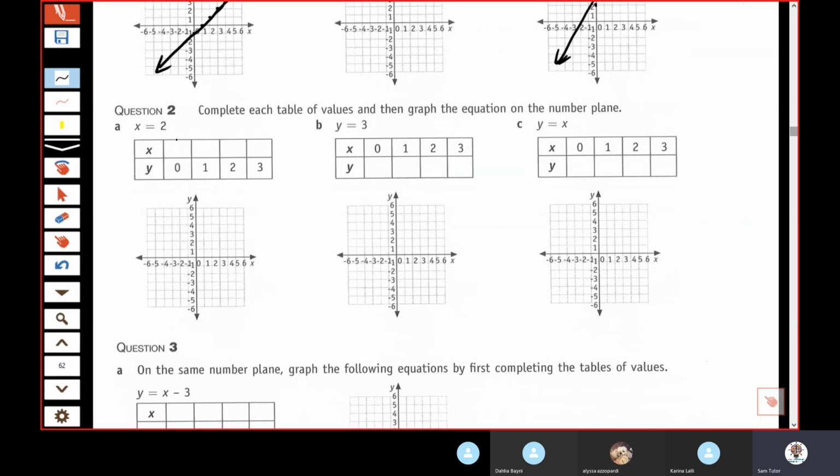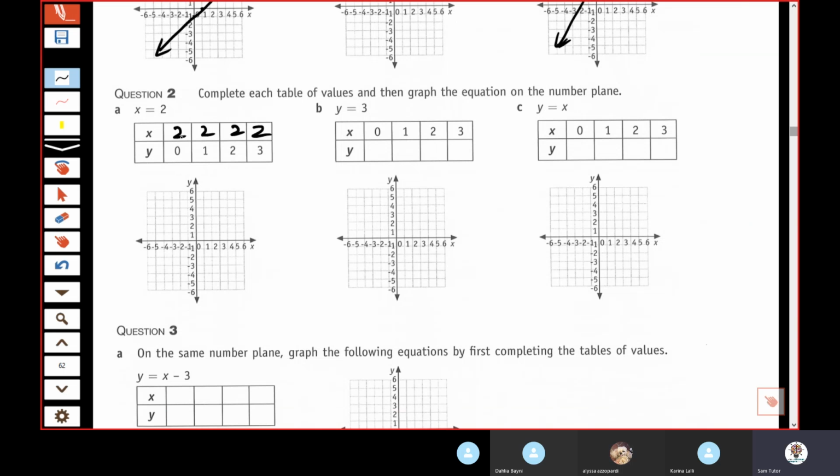Oh, okay, well, that means the x value, no matter what the y value is, is always going to be what? 2. And obviously, how do you draw that? Well, if you have to draw x equals 2, there's 2, and then x is 2, y is 0, which is right there. X is 2, y is 1, right there. X is 2, y is 2, right there. X is 2, y is 3.